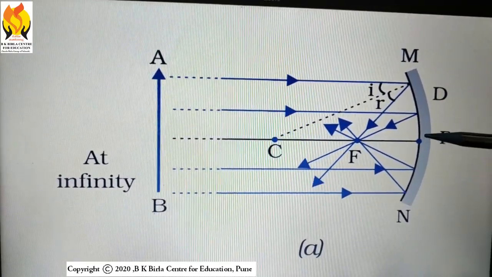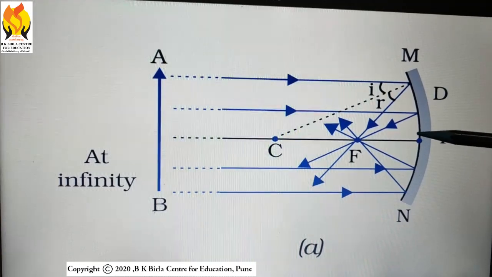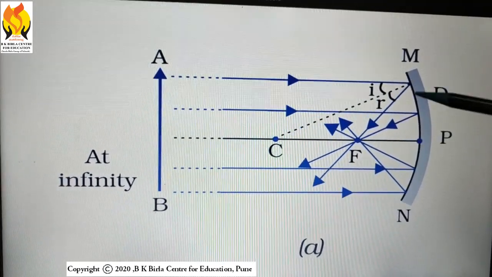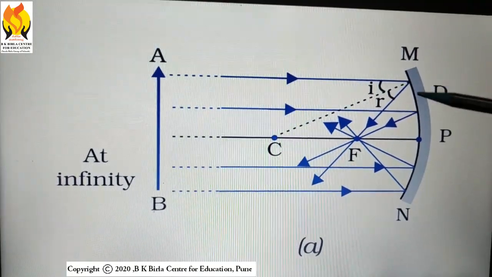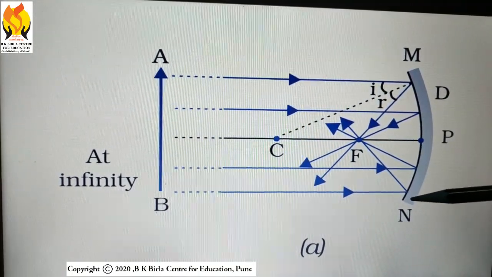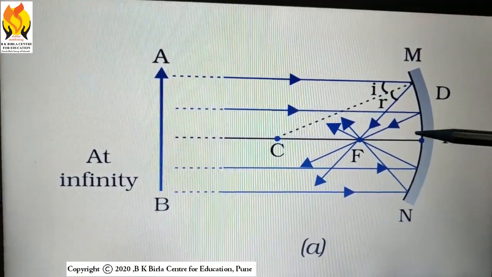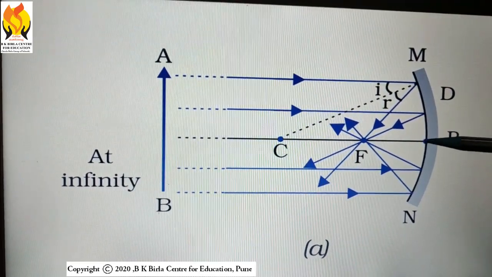Now let's focus on this point P, which is the center of this concave mirror. The center of the reflecting surface of this spherical mirror, the concave mirror, is called the pole of the mirror.